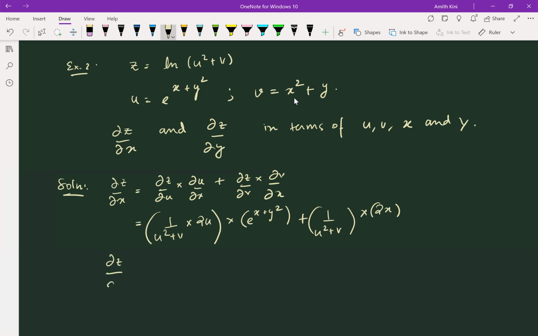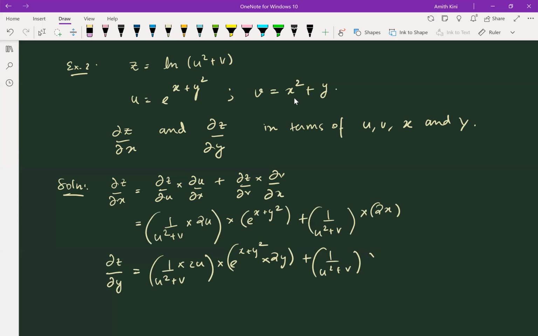And del z by del y is 1 by u square plus v times 2u, times e power x plus y square times 2y, plus 1 by u square plus v. That's all, right? Perfect.